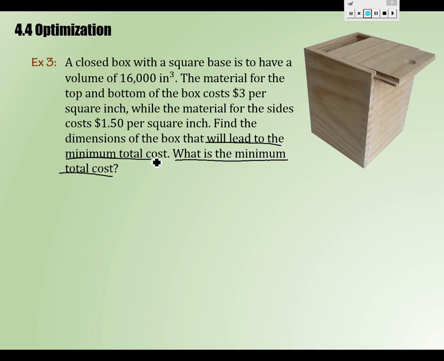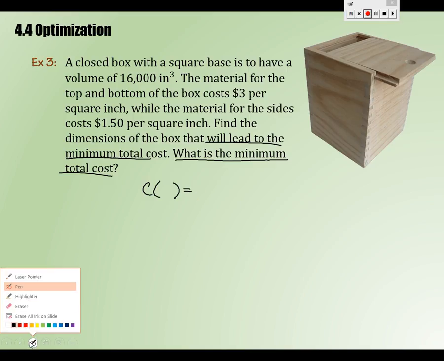We do need, in the end, a cost equation here, don't we? But a picture would be, and I don't know what the variable will be that we'll use as an independent variable, but I'd like to come up with some kind of cost equation in terms of the dimensions of the box.